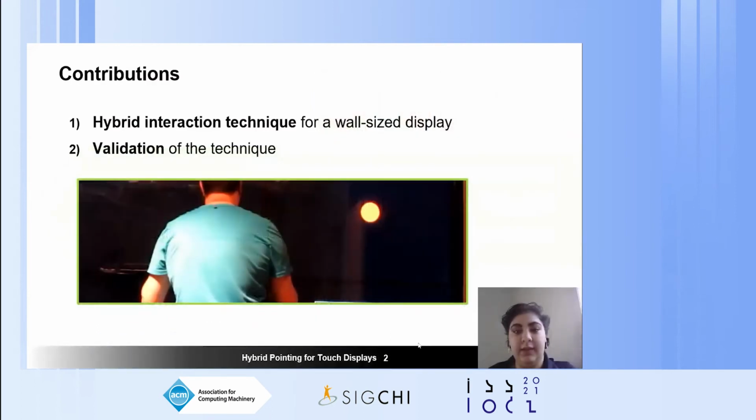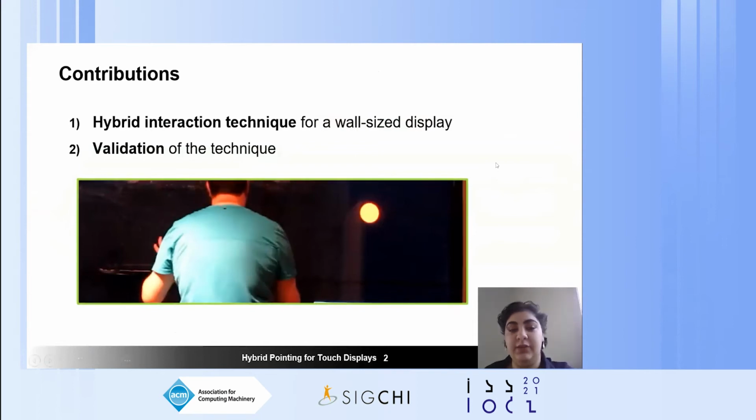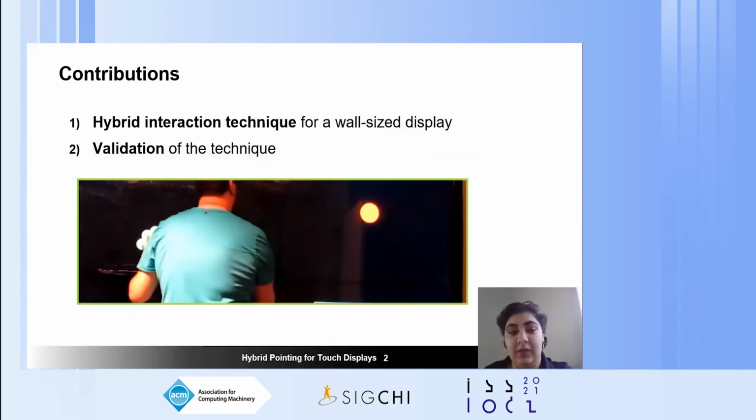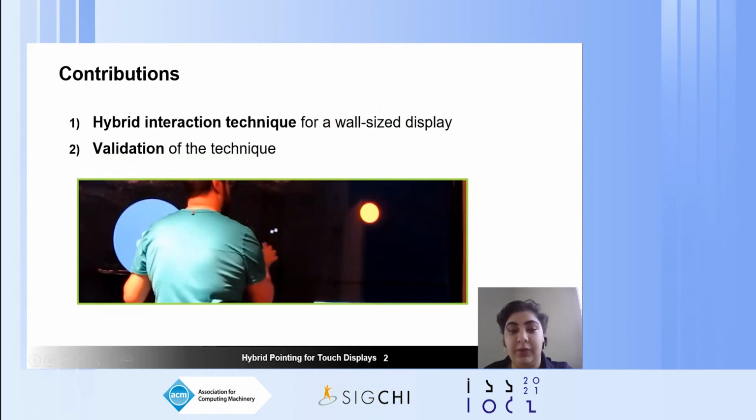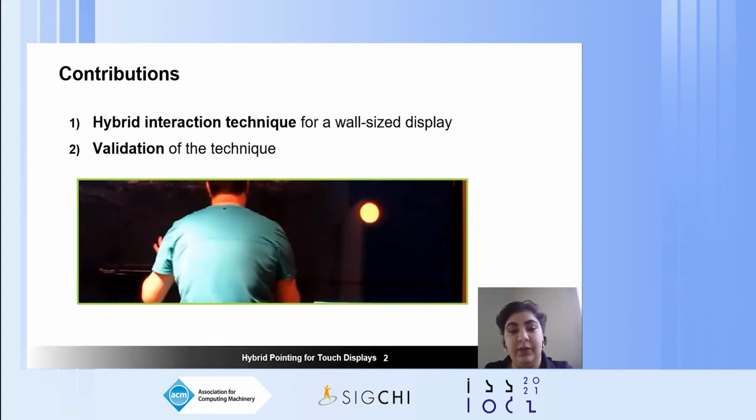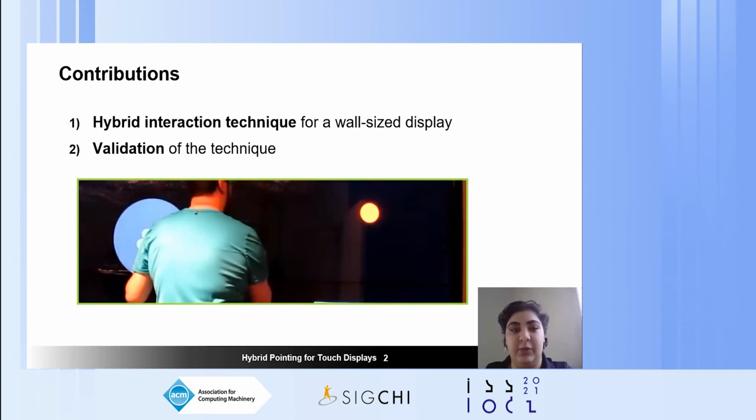In this paper, we introduce CursorTap, which is the technique shown below, a hybrid interaction technique for wall-sized displays. We also present a validation of the technique in 2 experiments presented in this paper. In the first experiment, we compare CursorTap with a drag technique that we will introduce in the following slide. And in the second experiment, we introduce players to the techniques within a game setting to see if they would naturally use these pointing techniques.